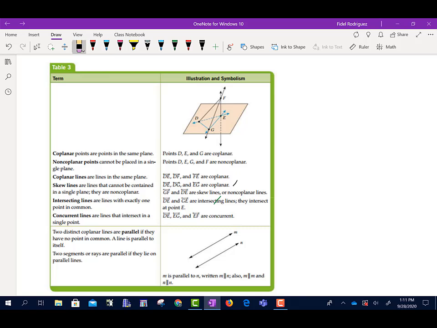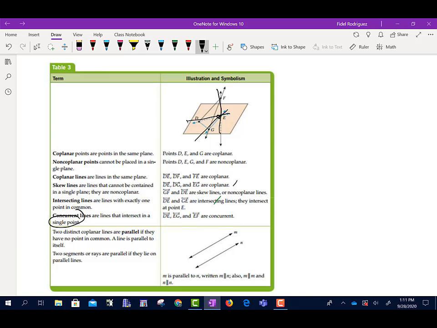And let me clean up this mess now. Okay, and it says line DE. So here's DE, EG, and EF are what we call concurrent because they intersect at a single point. They all intersect at that point E. Okay.